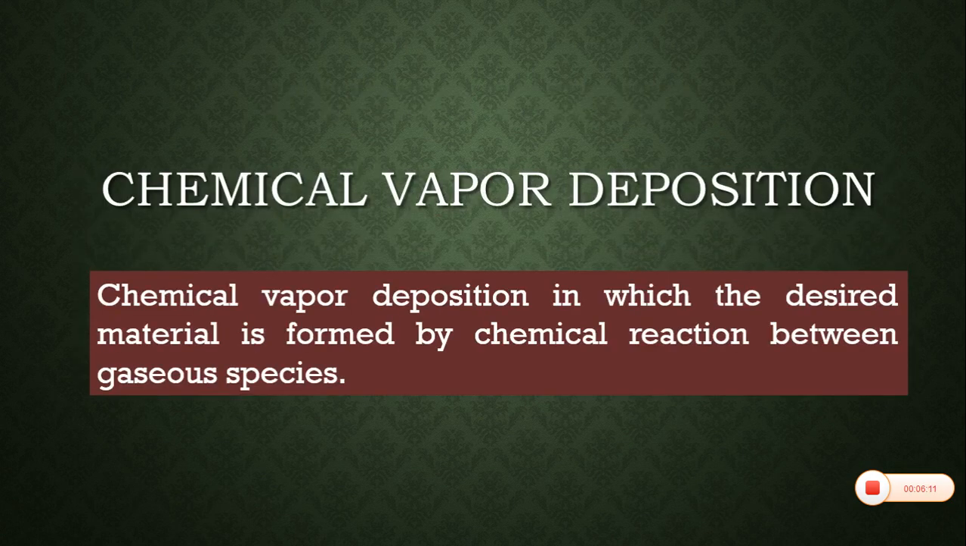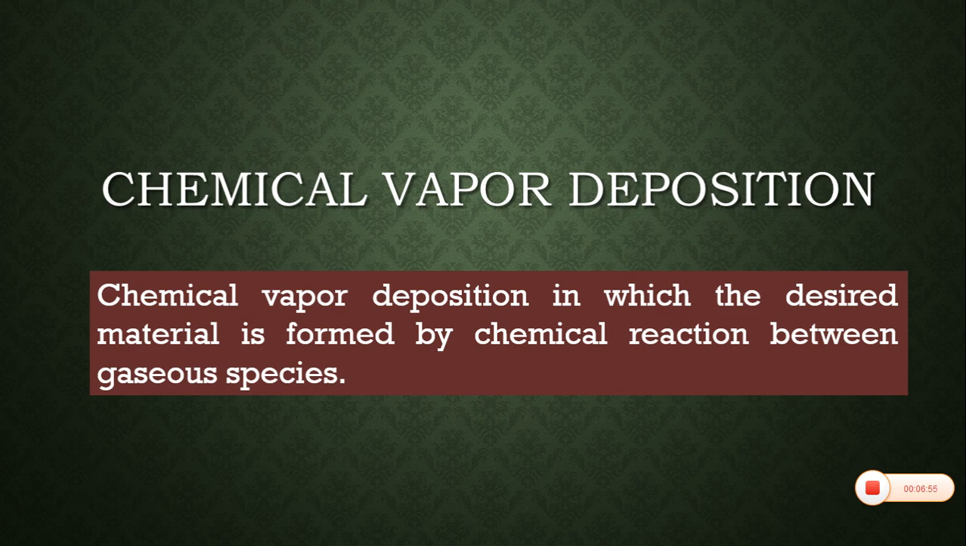First of all, the chemical vapor deposition method. Chemical vapor deposition is a method in which a chemical reaction occurs between the gaseous species. In the chemical vapor deposition method, reactive molecules in the gas phase are transported to a surface at which they chemically react and form a solid film.